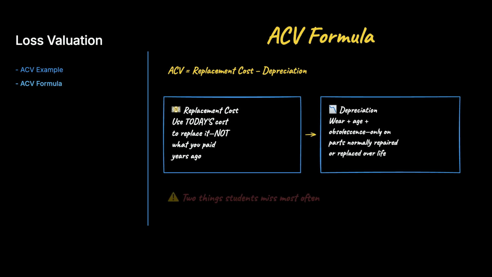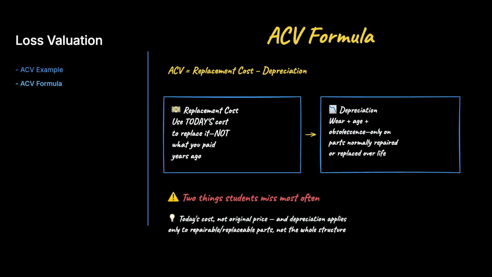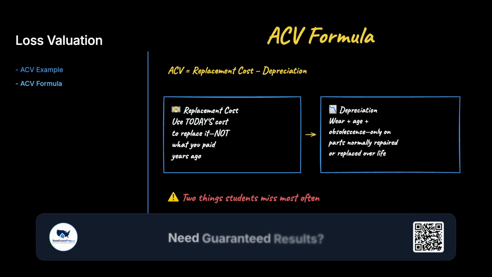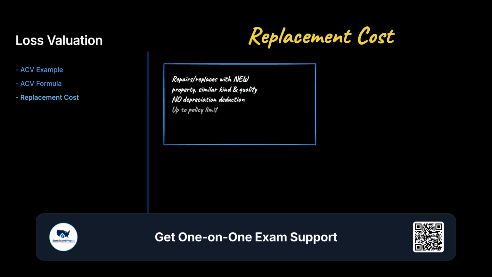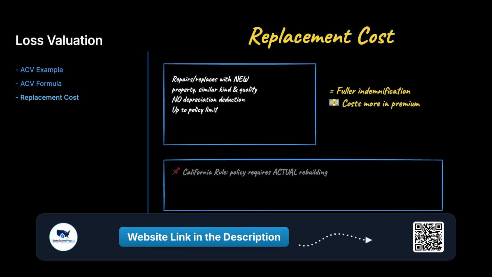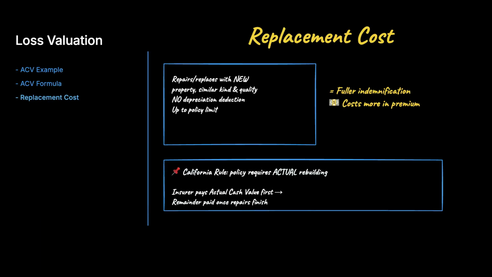Notice two things students miss. You use today's cost to replace the item, not what you paid years ago, and depreciation reflects wear, age, and obsolescence, applied only to parts of a structure normally repaired or replaced over its life. Replacement cost coverage is the generous cousin. It pays to repair or replace with new property of similar kind and quality. No deduction for depreciation up to your policy limit. That's fuller indemnification, and it costs more.